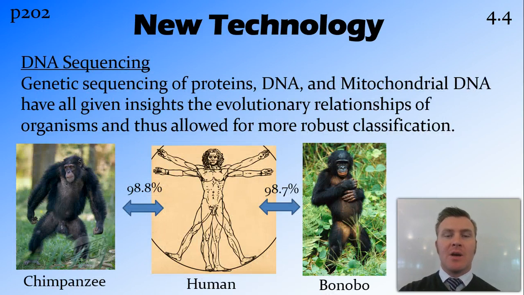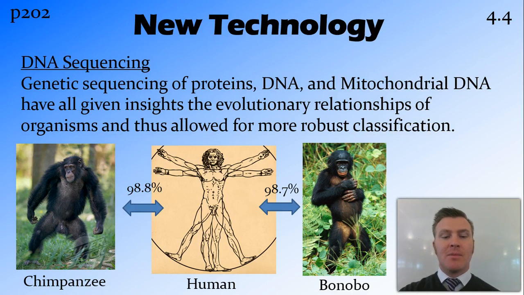DNA sequencing has been a huge technology that only in the last 20-ish years has given us some real insights into the way that we classify things and how closely different things are related. So for example, humans have 98.8% of the same DNA as chimpanzees, and 98.7% of the same DNA as the bonobo.